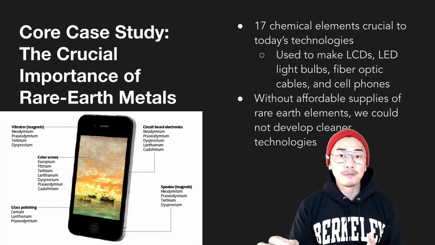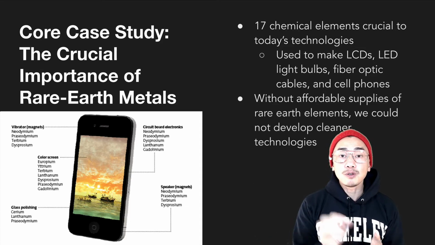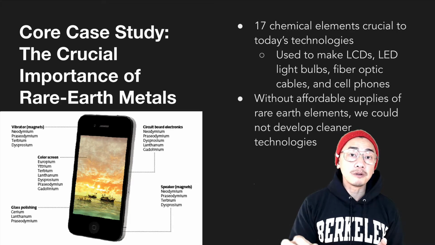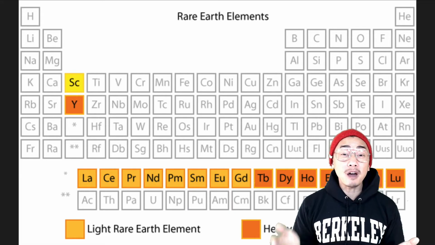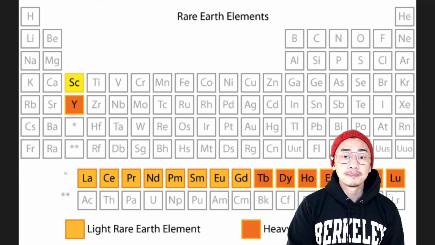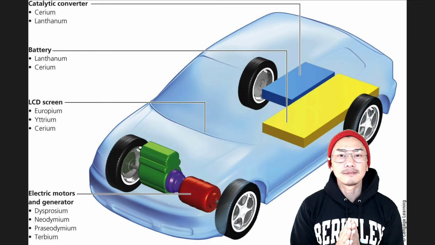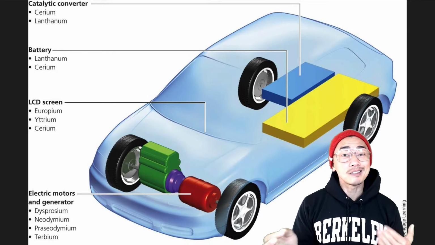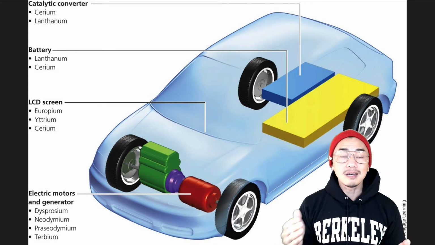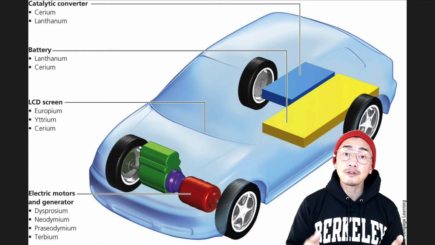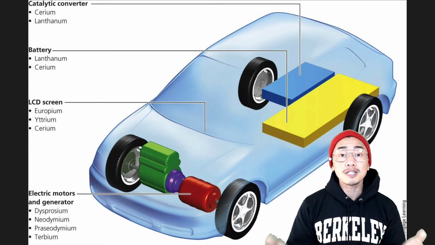and in the future. In the diagram on the left, you can see all the different rare earth metals found in an iPhone. On this periodic table, you can see all rare earth metals highlighted. This diagram highlights the different rare earth metals that go into the construction of an electric vehicle. Again, it highlights the need for rare earth metals in developing cleaner technologies.